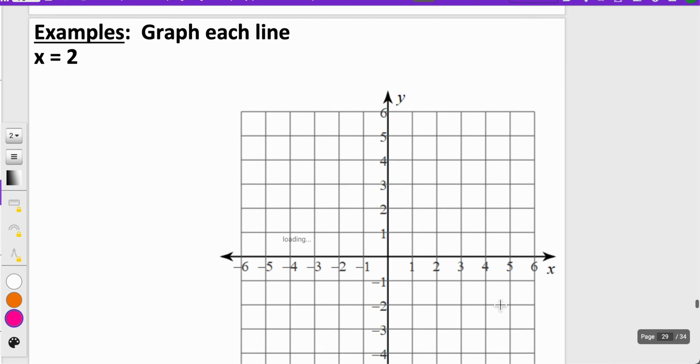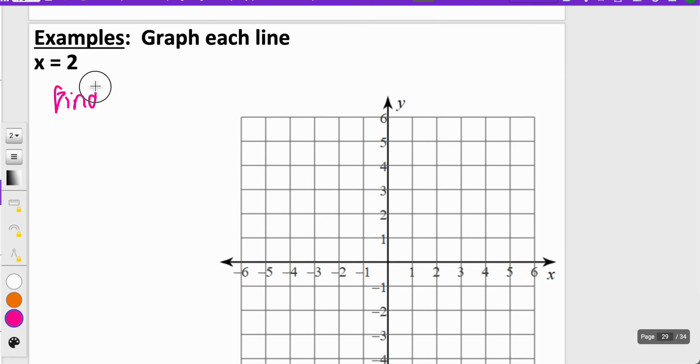Next up, I have x is equal to 2. Again, I would find x-axis where it's equal to 2, which would be to the right 2. And this one would create a vertical line. So I'm just going to highlight my x is equal to 2 vertical line.